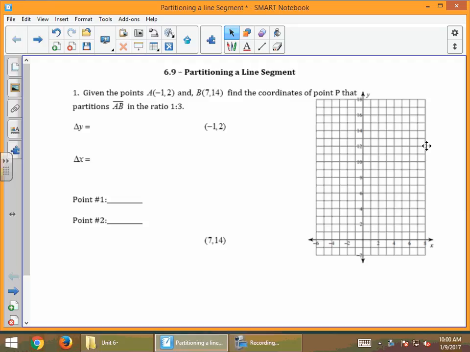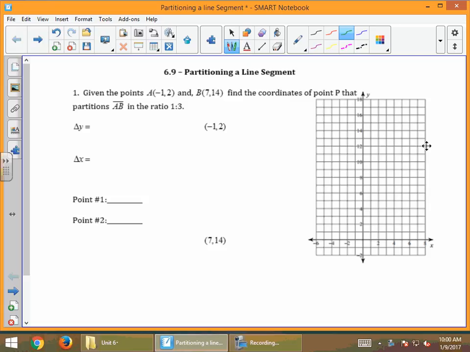So today we're going to talk about partitioning a line segment. Essentially all that's doing is cutting a line up into equal pieces and figuring out which points fulfill a given ratio.